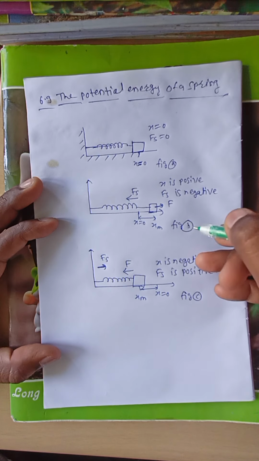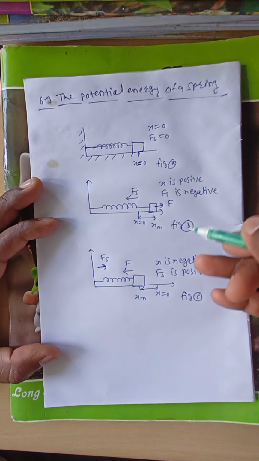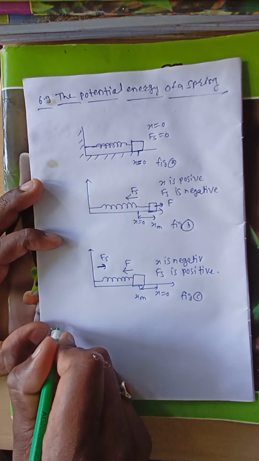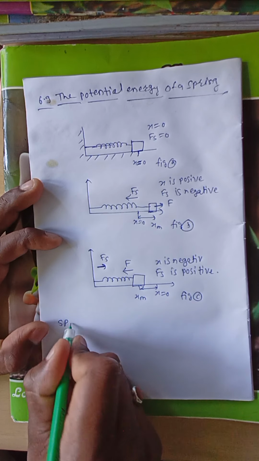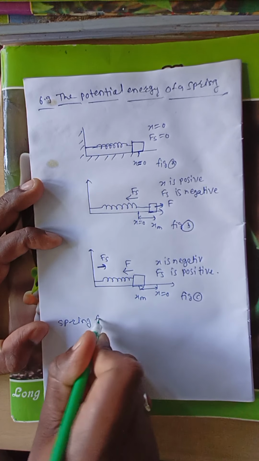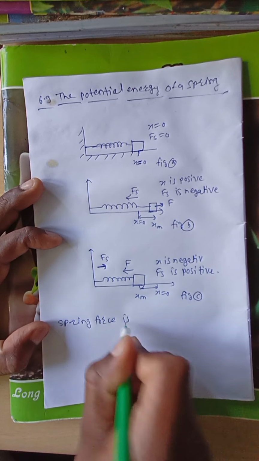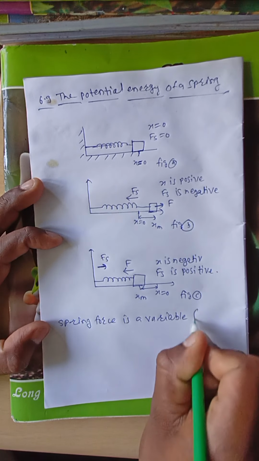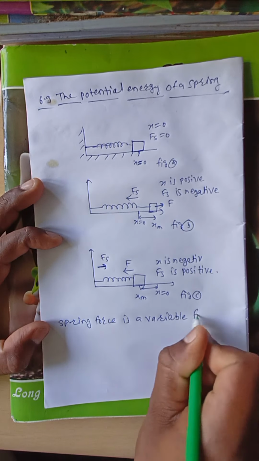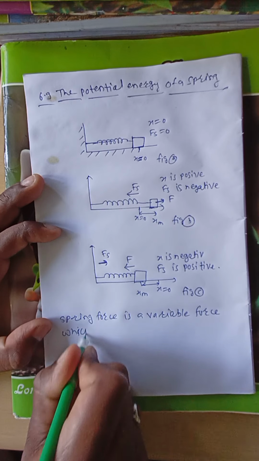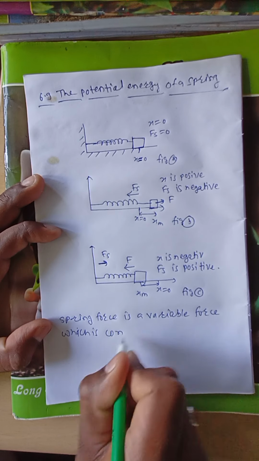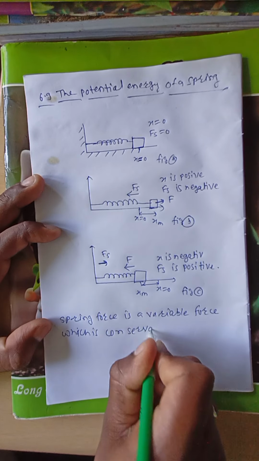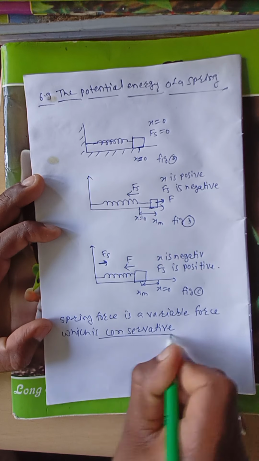This is figure 1, this is figure 2, figure A, figure B and figure C. Now write down the theory. Spring force is a variable force which is conservative. How is this spring force conservative?